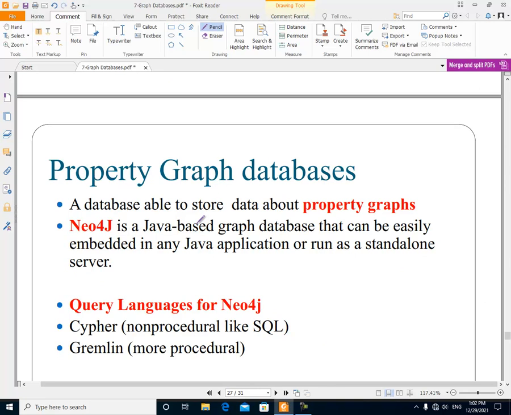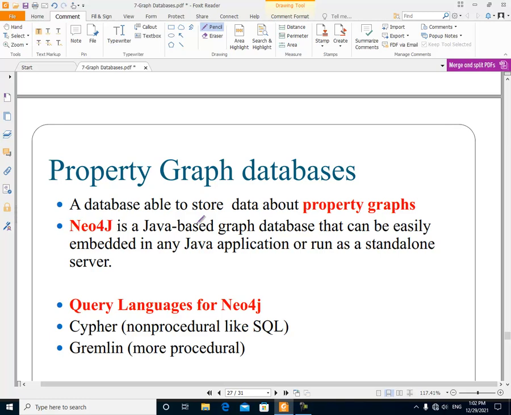A property graph database is a type of database which can be used for storing property graphs. In this type of database, we can store data in the format of property graphs. Neo4j is a property graph database. It is based on Java, and it can be embedded in any Java application. In Neo4j, we have different languages for doing operations, for example Cypher and Gremlin.